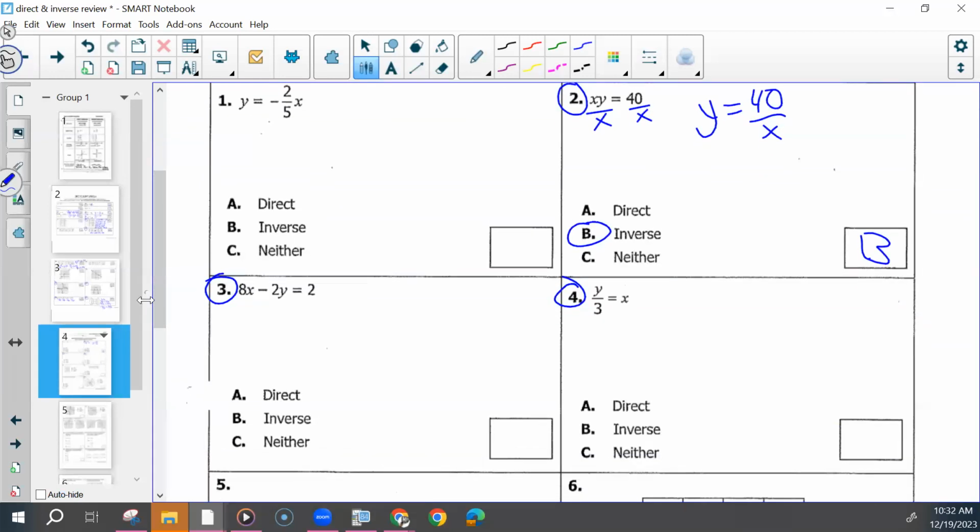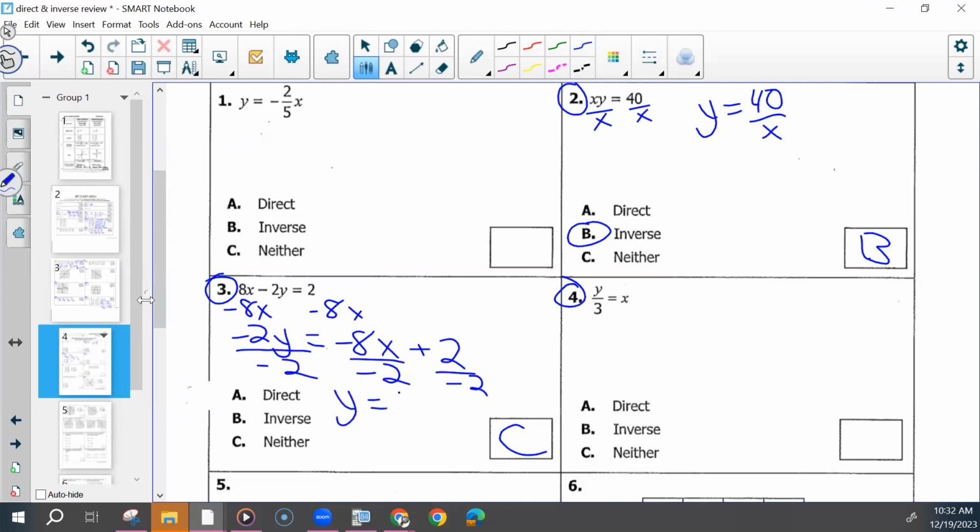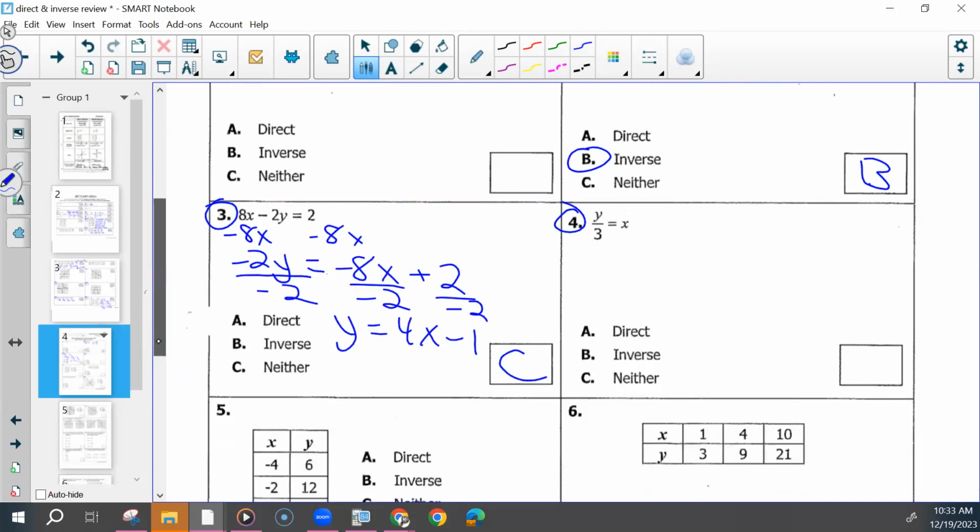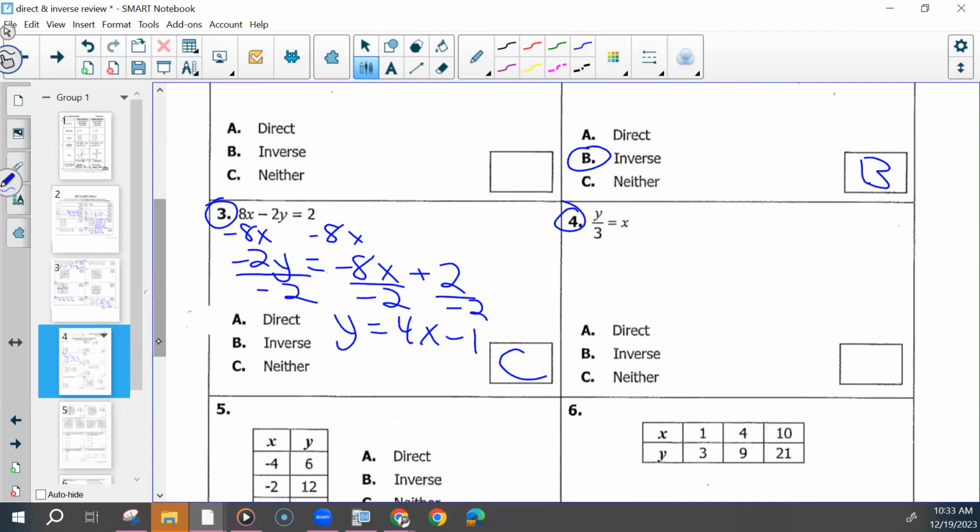This is going to be linear. Is it going to go through the origin, just by looking at it? No, it's going to be neither. You could solve it just to make sure. How do you know if it goes through the origin? It has a y-intercept of 0. No. It looks like this, but it has a y-intercept of 0. Okay, number 4, how would we solve for y? Multiply by 3. So y equals 3x. Is this direct, inverse, or neither? Direct.